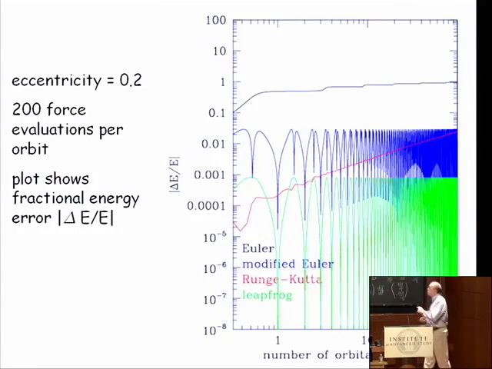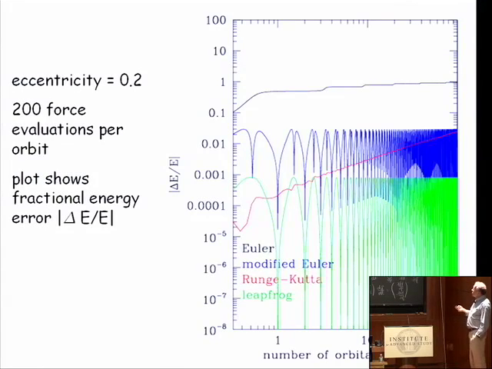Okay, if you do that, these are the results for an orbit with a modest eccentricity, a couple of hundred force evaluations per orbit, and I'm measuring the accuracy by the fractional energy error in the numerical orbit, which of course ought to be 0. The first thing you can see is that the first of the methods, standard Euler's method, is absolutely terrible. You should never use it. After only about 10 orbital periods, the energy error is of order unity. This is a totally useless method.